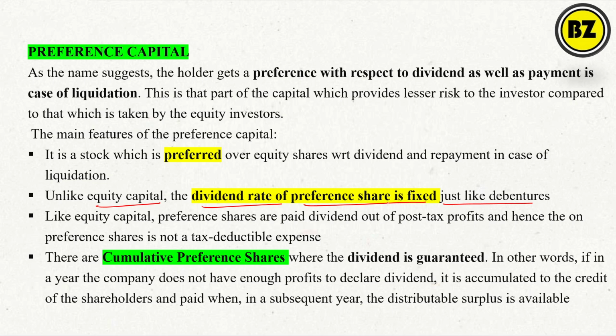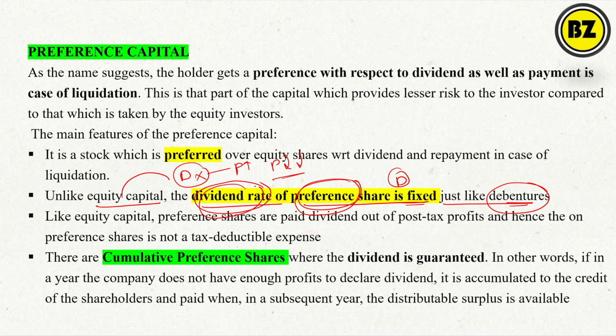Next, unlike equity capital, the dividend rate of the preference share is fixed, just like a debenture. In equity capital, the dividend rate is not fixed. It depends on the company's profit: more profit, more dividend; less profit, less dividend. But in the case of the preference share, the dividend rate is fixed, right? It is just like a debenture. In a debenture, you get fixed income as a rate of interest. In the same way, in the preference share, the dividend rate is fixed.